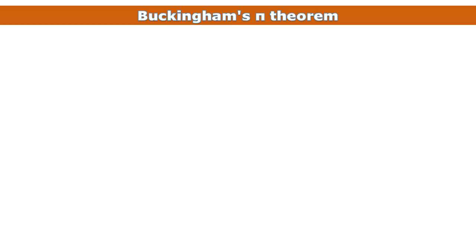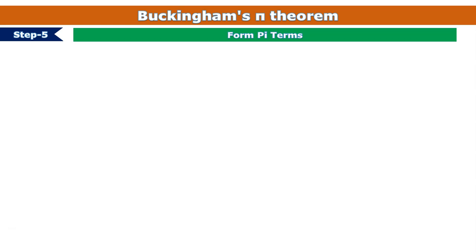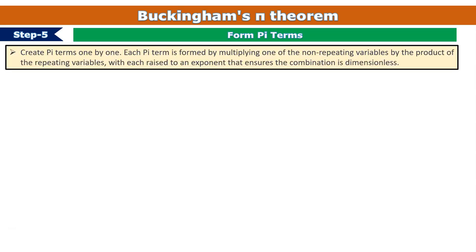Next, step number 5, form pi terms. Create pi terms one by one. Each pi term is formed by multiplying one of the non-repeating variables by the product of the repeating variables, with each raised to an exponent that ensures the combination is dimensionless.